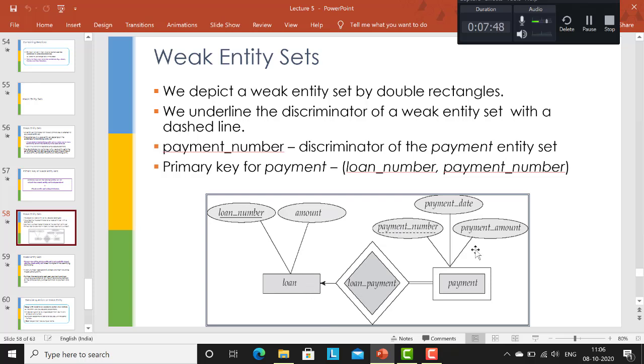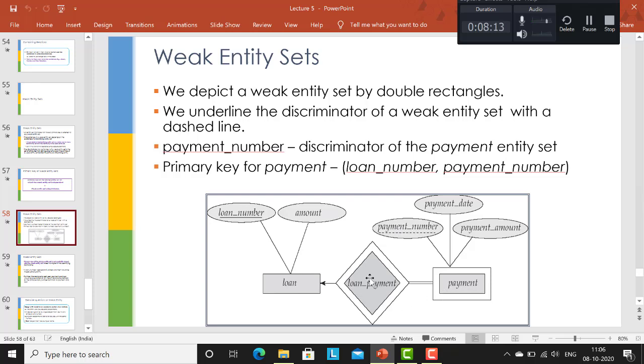So if you have to capture this information, what we have to do is make payment a weak entity, and the way we represent a weak entity is that we put a double rectangle and we connect that weak entity in a many to one relationship from here to the strong entity. This you should very strongly remember, right?